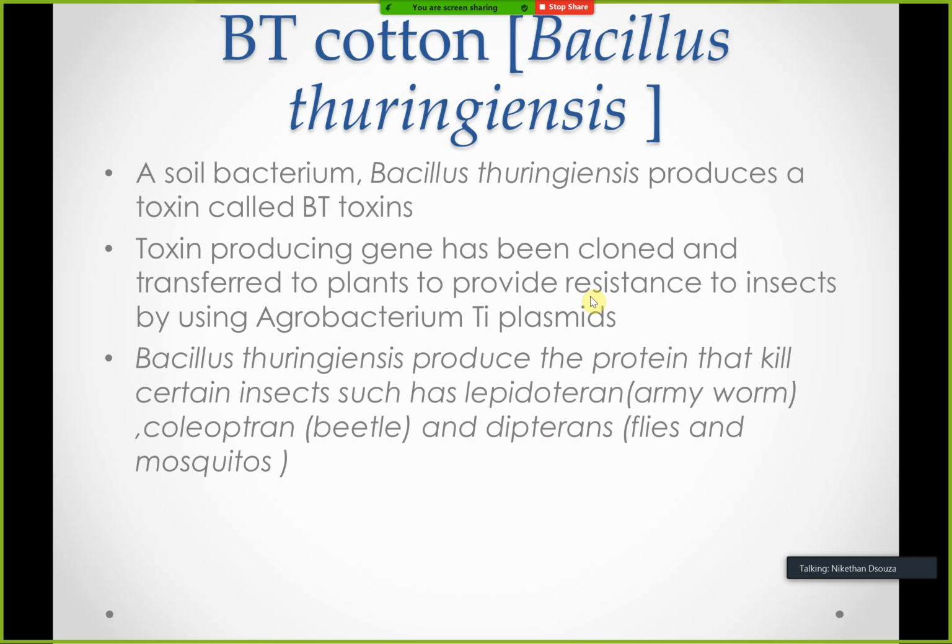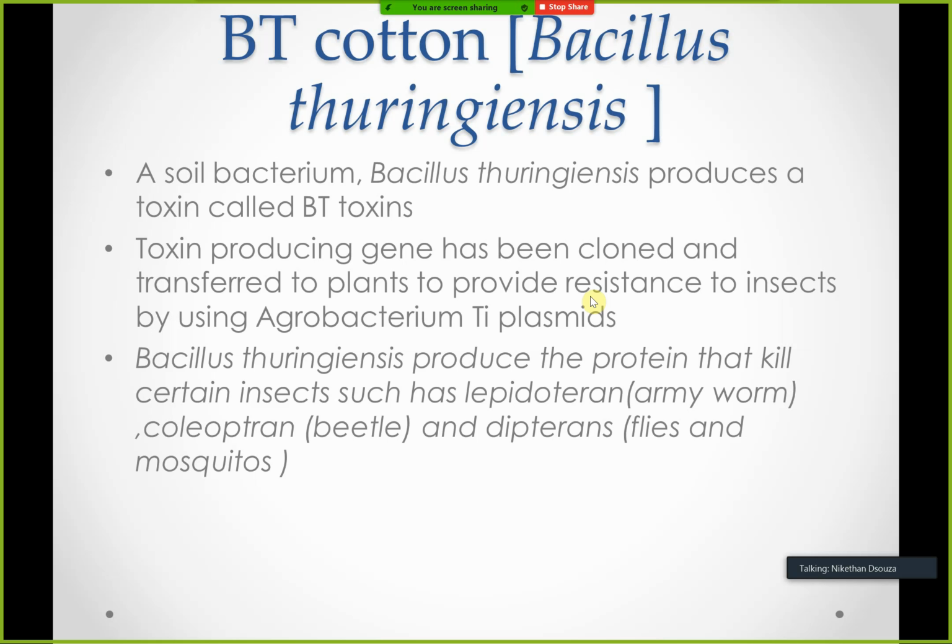I am saying the name of the order, Lepidoptera, that is armyworm, and Coleoptera, that is beetle, and Diptera, that is flies and mosquitoes. When they come in contact with the protein, I will tell you how, they get killed. So Bacillus thuringiensis is toxic to the insects of these classes of insects, but not to the animals or humans.